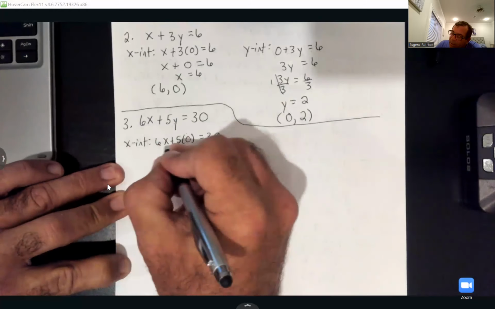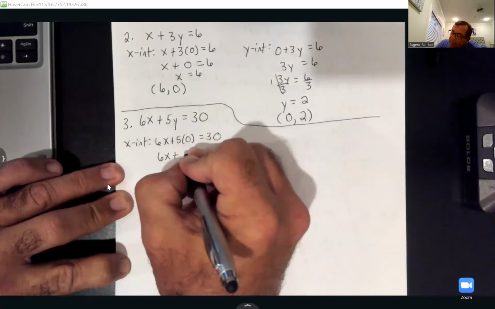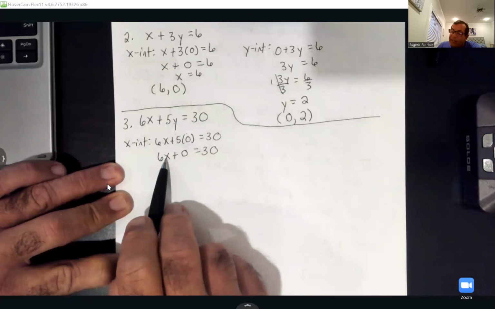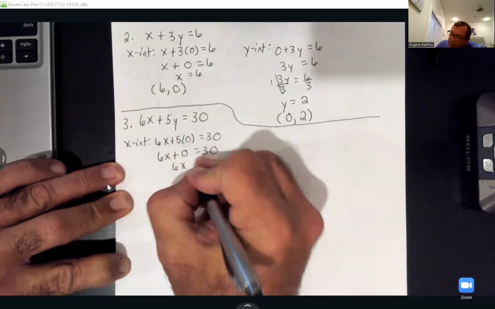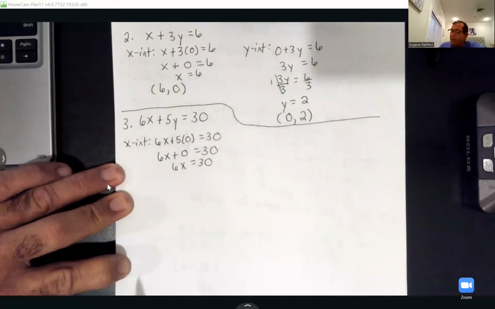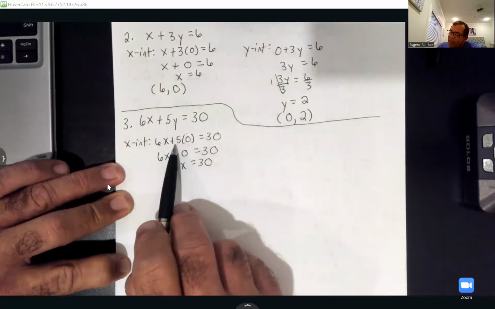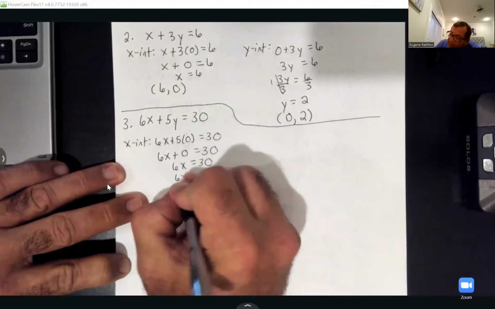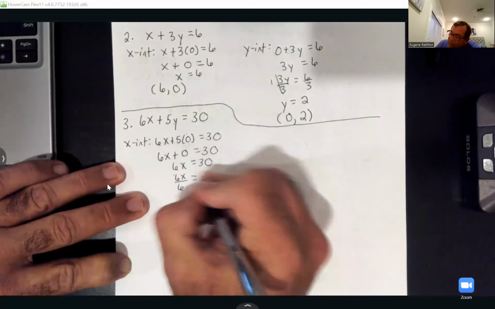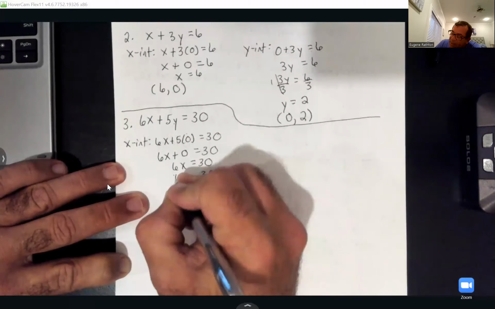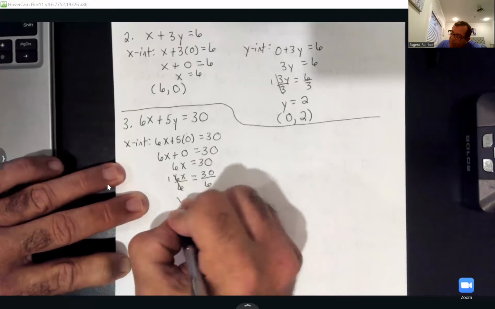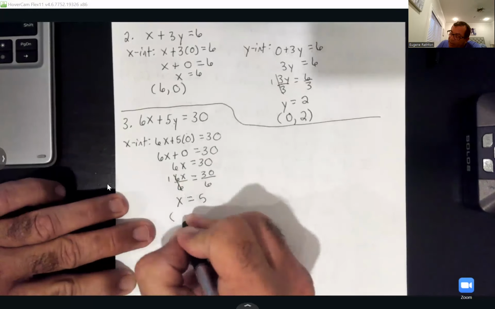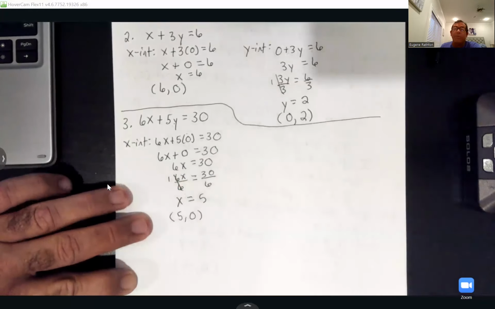All right, y'all. So I get my 6x. 5 times 0 is 0. That's going to equal 30. All right, 6x plus 0 is 6x equal to 30. So basically, when you put a 0 in for one of the letters, it pretty much cancels that letter out, okay? So then 6x divided by 6, because I want that to be a 1, equals 30 divided by 6. So y'all, that cancels, giving me my 1x. 30 divided by 6 is 5. So my x-intercept is 5, 0.